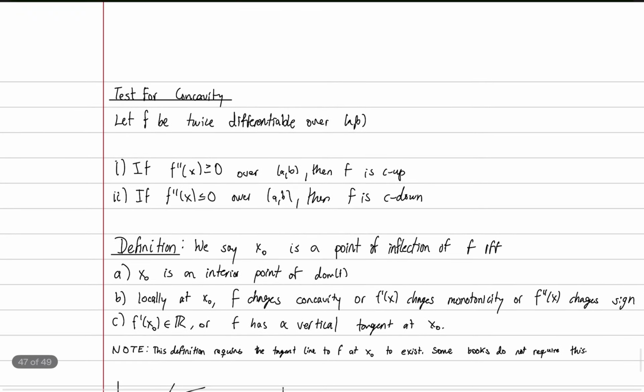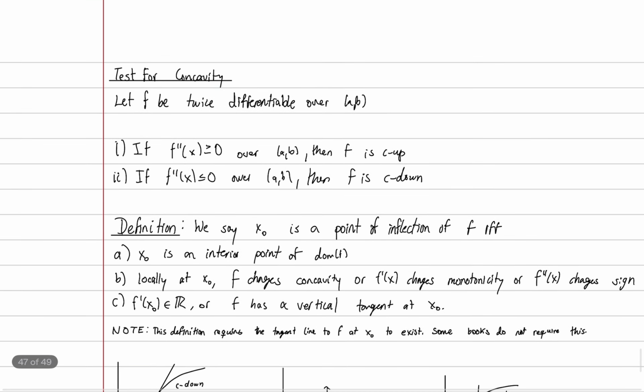But we have a test for concavity. Let f be twice differentiable over (a, b), all right? If f double prime is positive over (a, b), then f is concave up. As well, if f double prime is negative over (a, b), then f is concave down. Okay, so how do we know this is true?